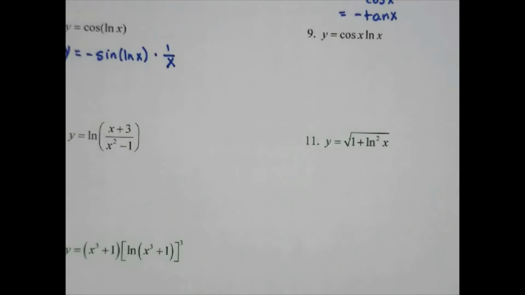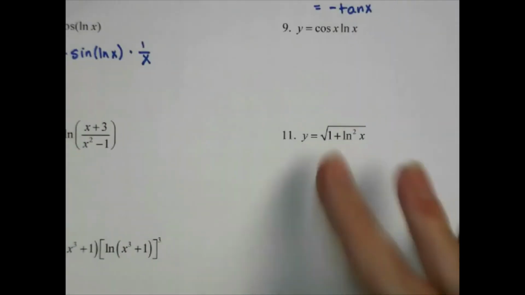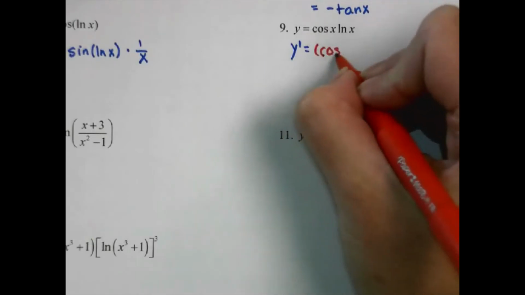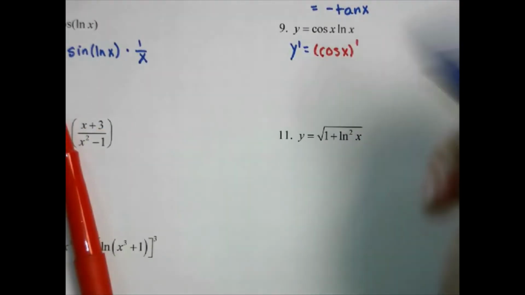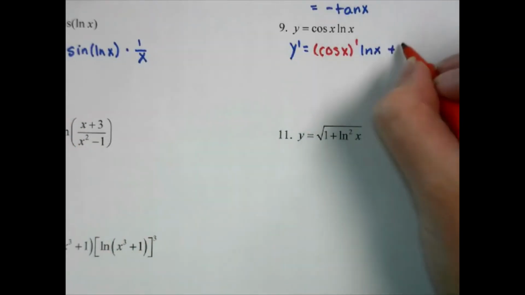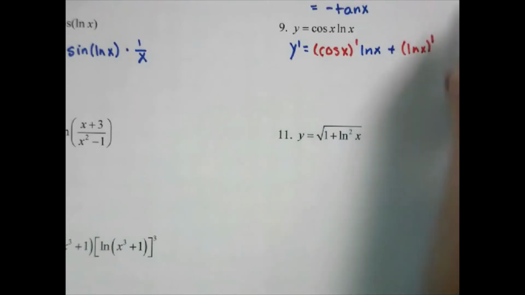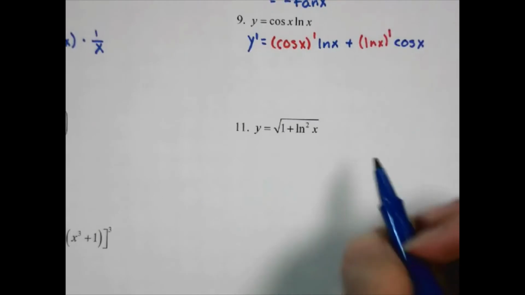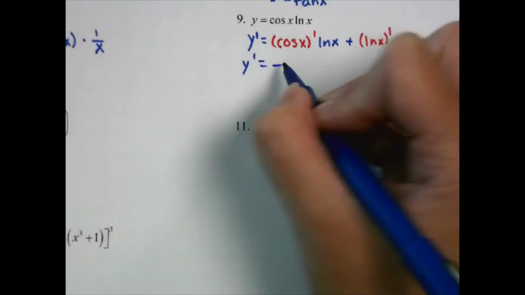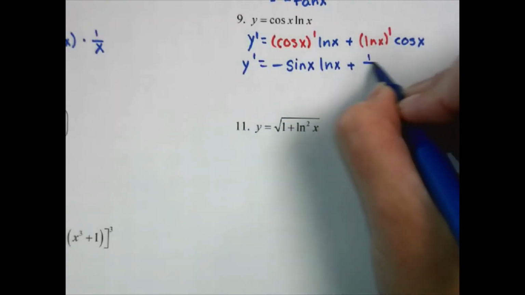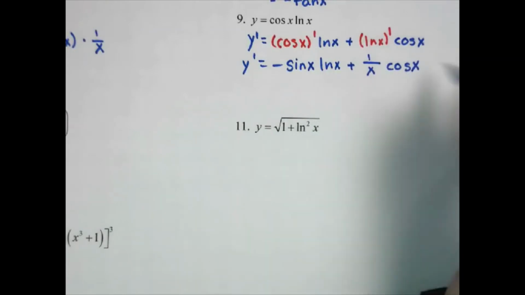Here we have a product. So my derivative is going to be the derivative of cosine times natural log, plus the derivative of natural log times cosine, and then just evaluate. So y prime is going to be negative sine x natural log x plus 1 over x cosine of x.